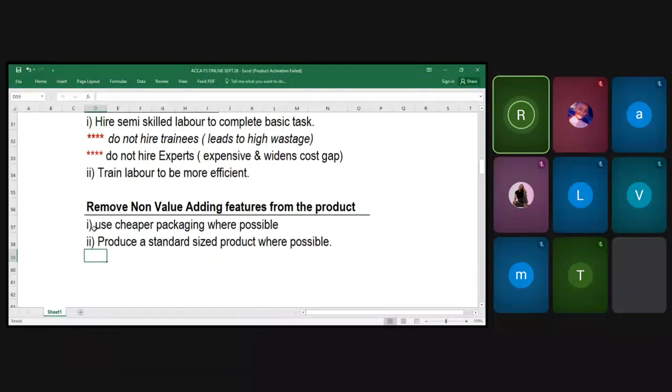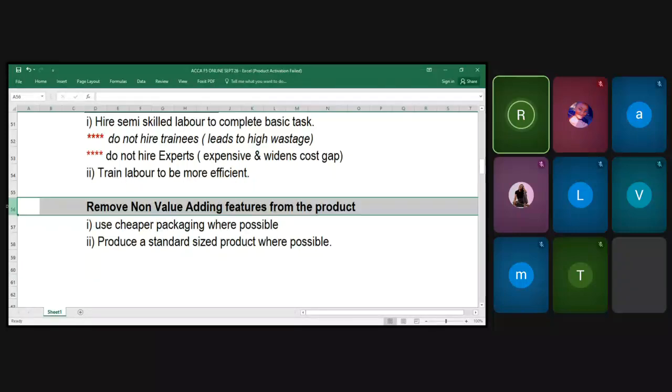Sorry for the distraction here. We are not going to sell the product if we produce a small item but the customer is worried about size.